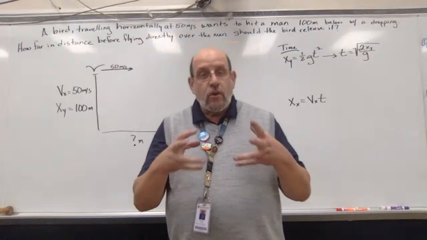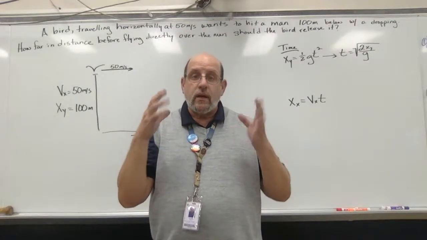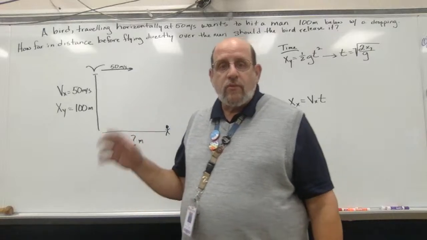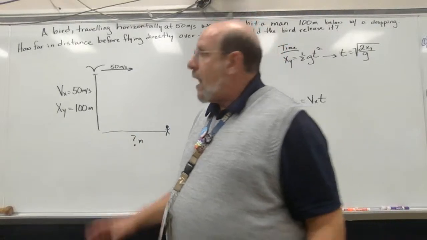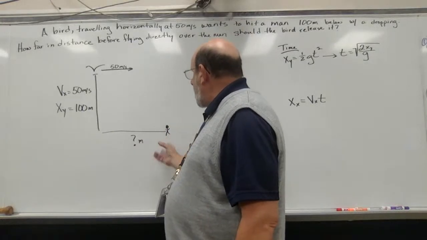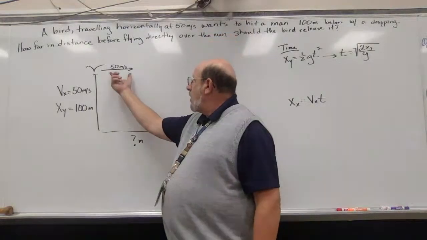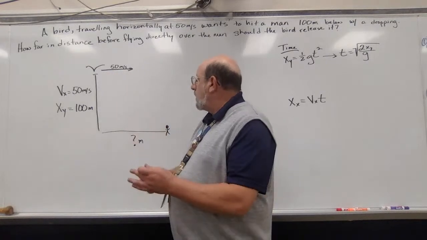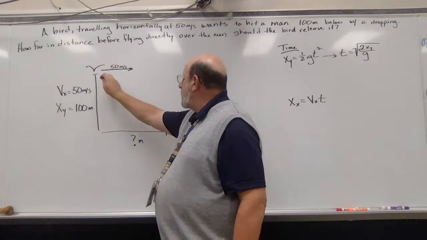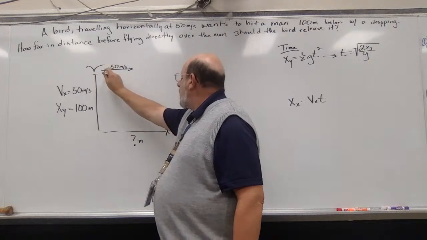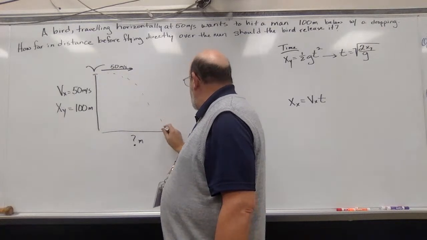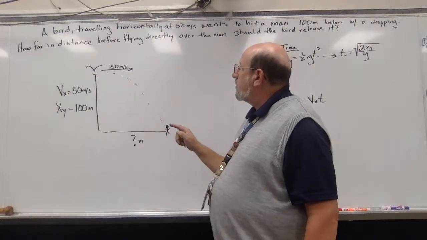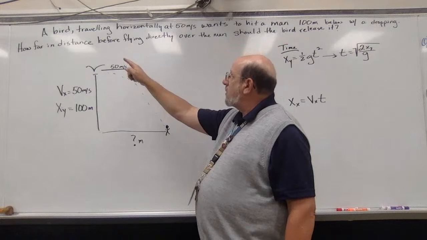I'm going to go through a type of problem we went through in class. We're going to figure out how far away something is going to land when we're given a horizontal velocity and something dropped. It's going to do a little bit of parabolic motion here. And this bird wants to drop something on this man walking down below.